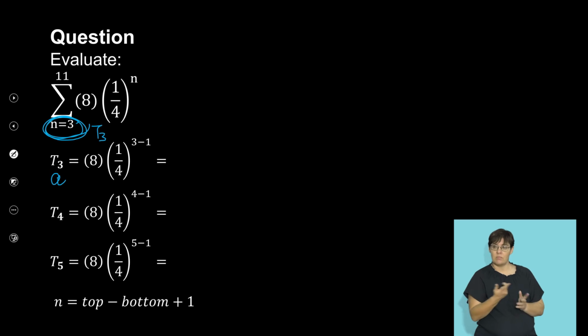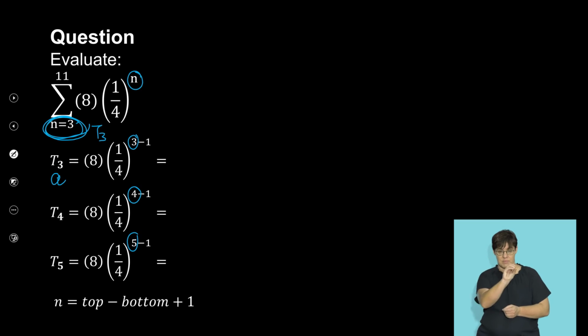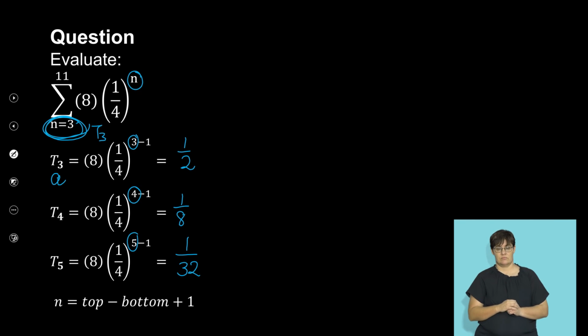So each time I'm going to substitute in n is equal to 3, n is equal to 4, and n is equal to 5 to find the first 3 terms of this particular sum. So if you plug these 3 into your calculator, you will get a half, then an eighth, then 1 over 32. Those are the first 3 terms of this particular sequence, which actually creates our series. Great, so now that we actually have a, we can determine r because I have the first 3 terms.